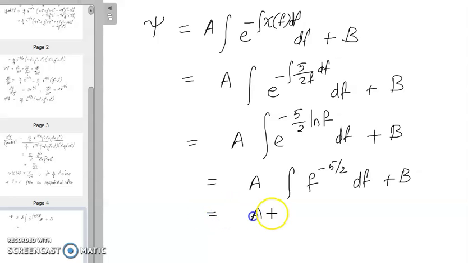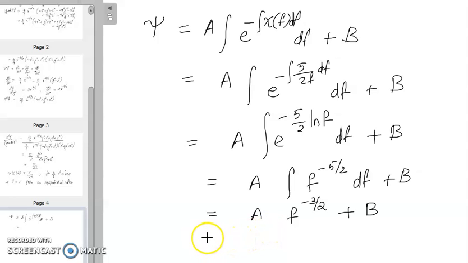So that is a f raised to minus 5/2 plus 1. So that is f raised to minus 3/2 by 3/2 വരും. That will go to a. So plus b. So this is the required value.